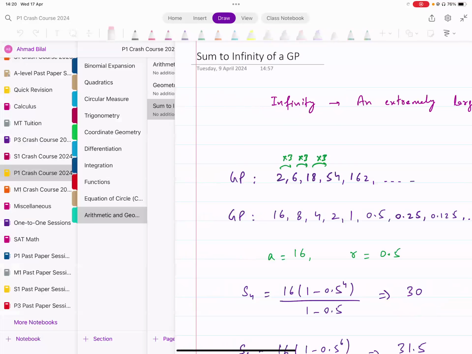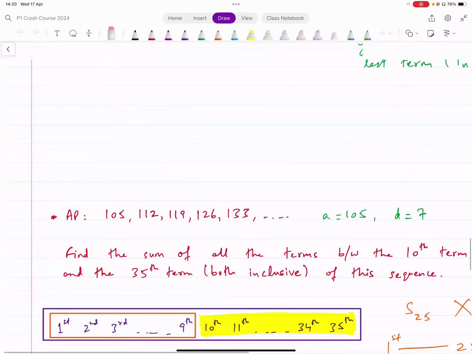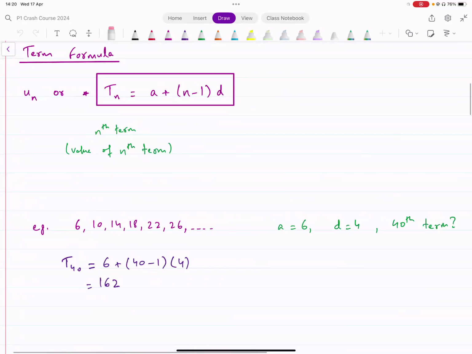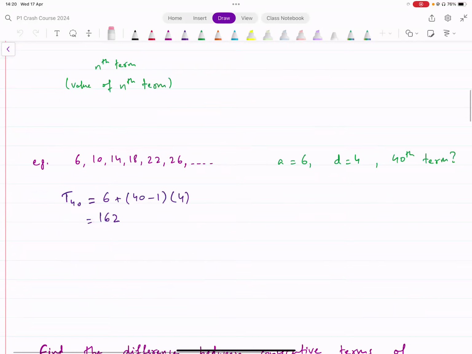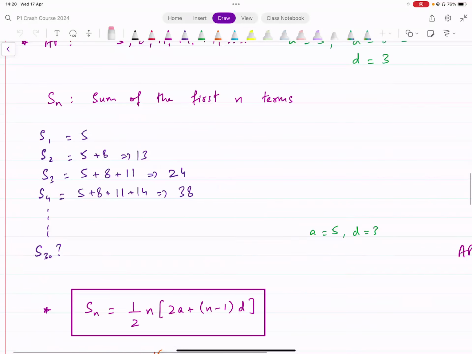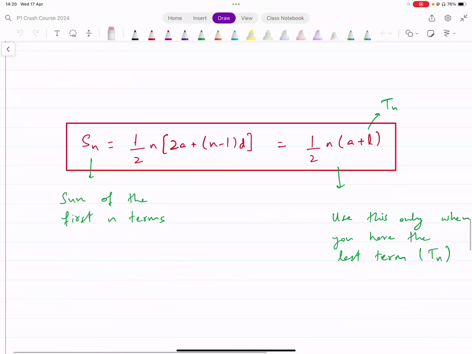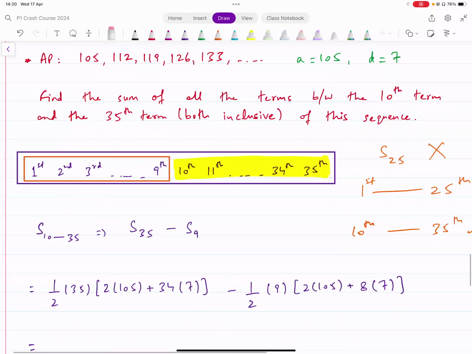Okay, so we're done with all the concepts. We're done with the concepts of arithmetic progressions. We had this term formula, a plus n minus 1 times d. For AP, we had these two sum formulas, half n into 2a plus n minus 1 into d. And there was another one here as well, which was half n into a plus l, where l means the nth term. Okay, that's what we talked about.